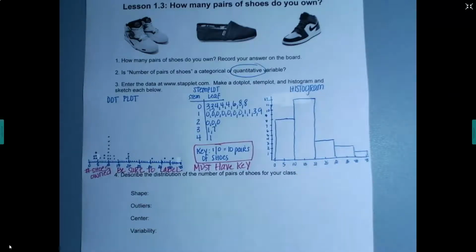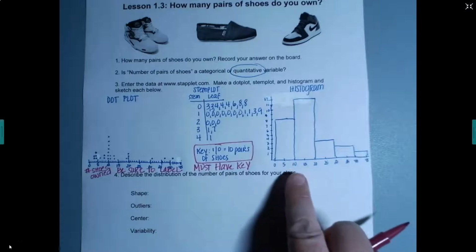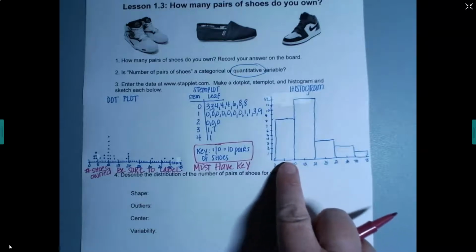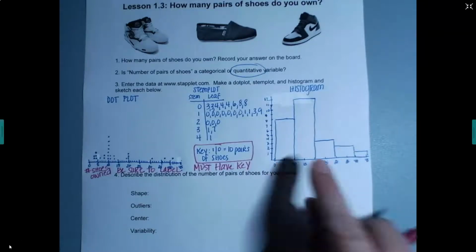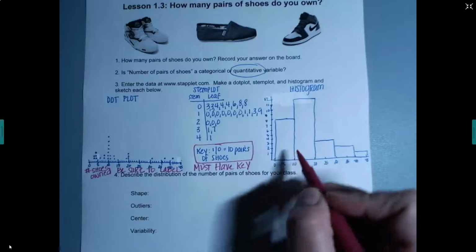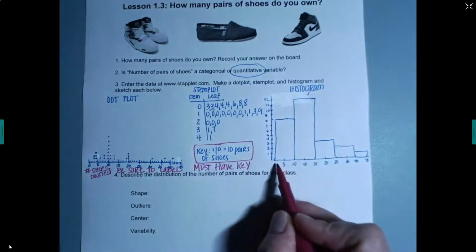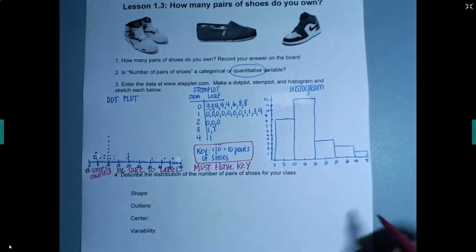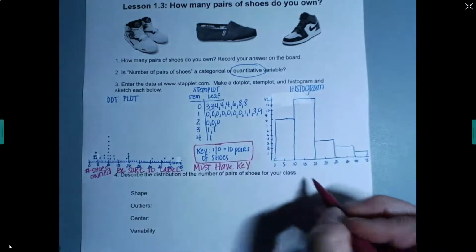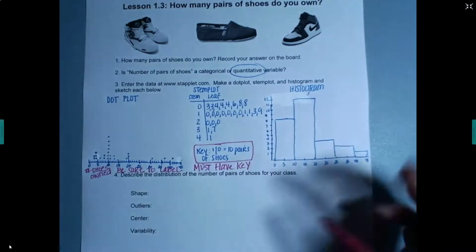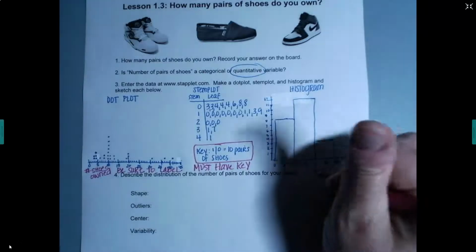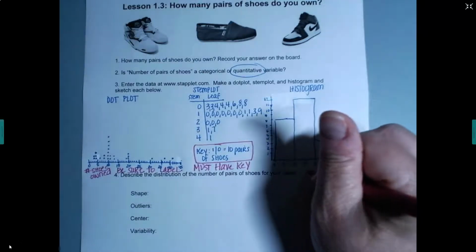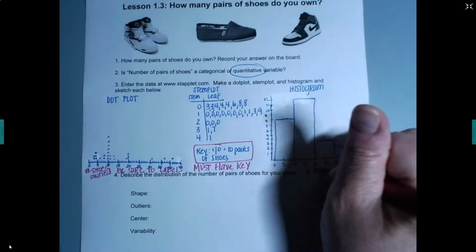And then we have our histogram. So the histogram is interesting because it has what's called a bin. So this bar is called a bin because inside of this bar is any number of shoes owned between 0 and 10. I know there are 8 people who own between 0 and 10 pairs of shoes. That's all I know. Okay? So I didn't label this one too. Number of pairs of shoes.